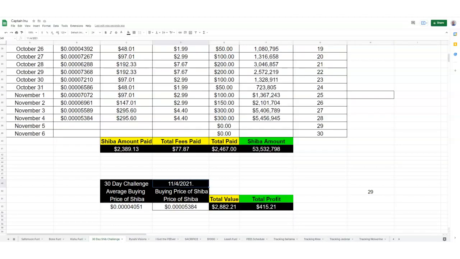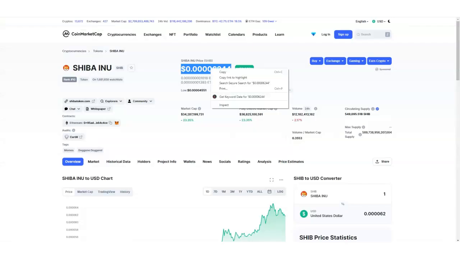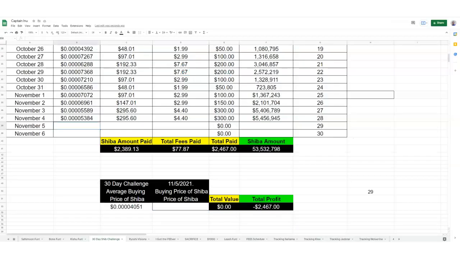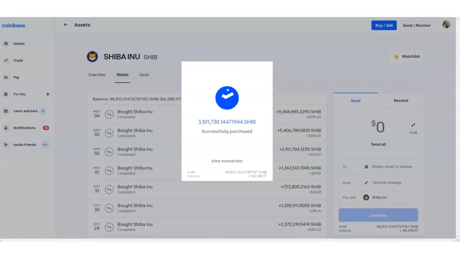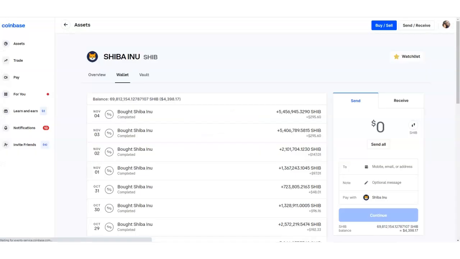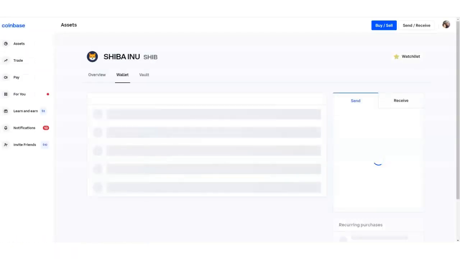Now, let me go ahead and change the date here while that's being transacted. And I'm going to take the price, which we bought it at, which is this that you see, and we're going to paste it right there. But we're also going to go back to Coinbase and get the rest of the information. So today is November 5th, 2021 on a Friday.